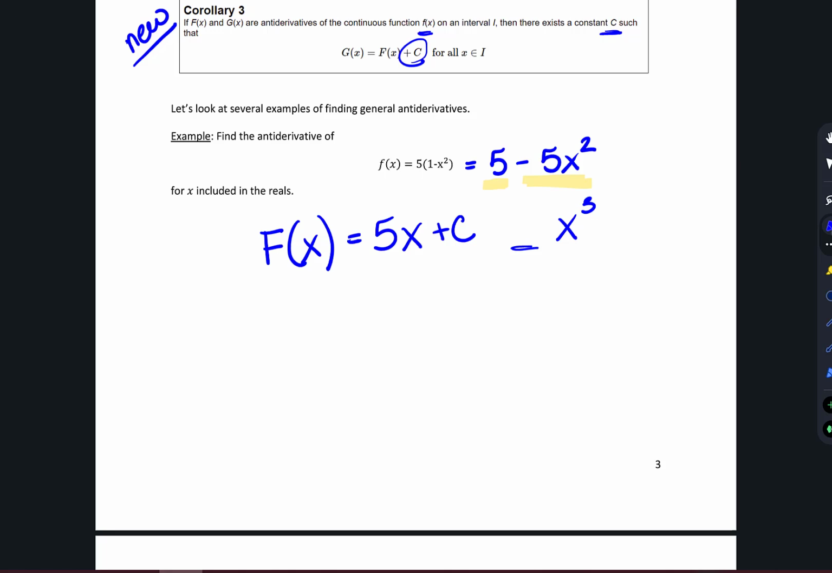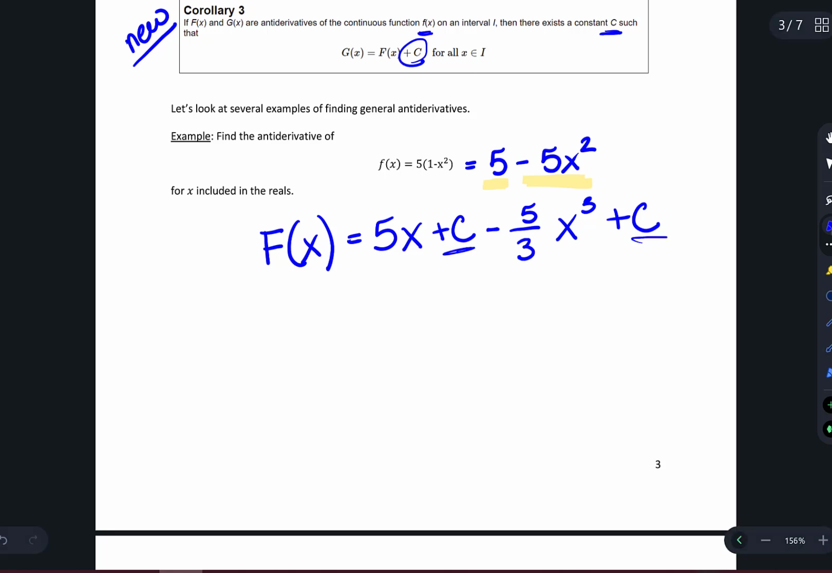Now I know when I go to take the derivative of x cubed, that's going to be equal to 3x squared. But instead of 3x squared, I need it to be 5x squared. And so if I were to put out front here negative 5 divided by 3 plus c, notice if I take the derivative, here I'm going to have x squared, and then I'm going to have minus 5 divided by 3 times 3, which is negative 5.